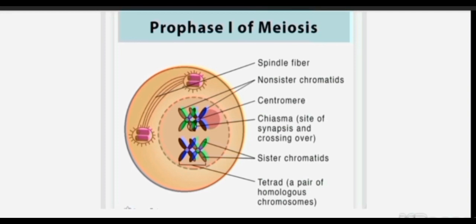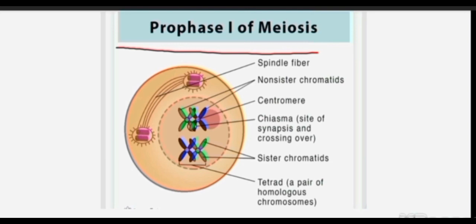This is the prophase 1 of the meiosis. This is the prolonged stage. It is the prolonged stage as compared to other phases of the meiosis. Prophase, pro means before, so this is the phase before the other phases.